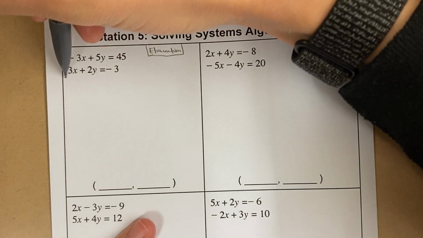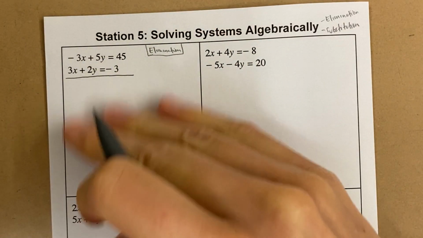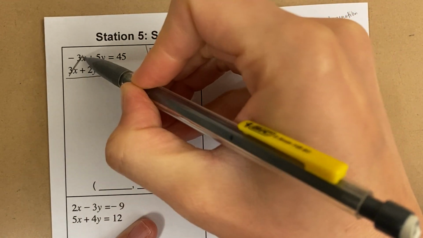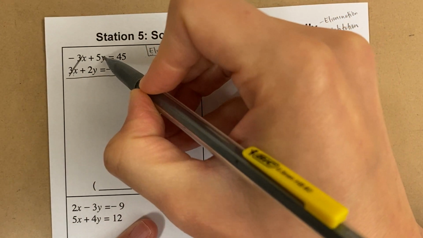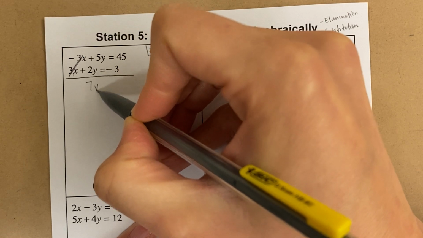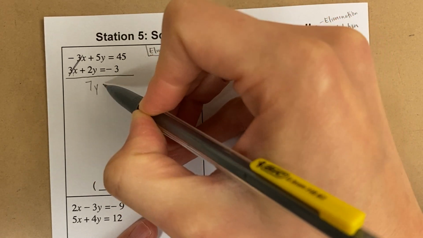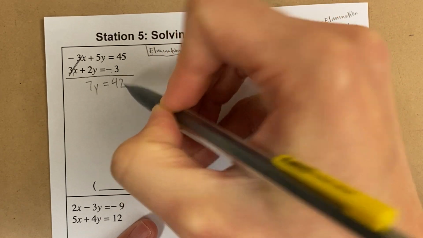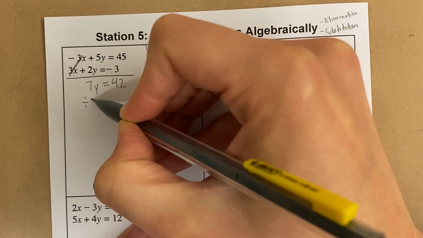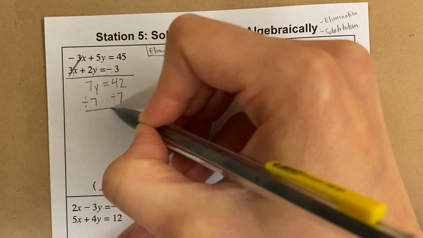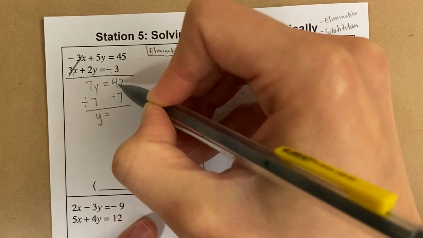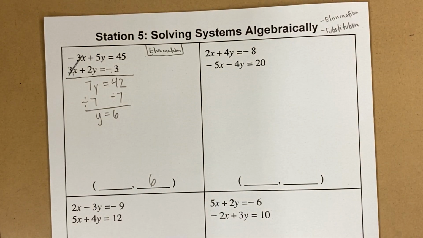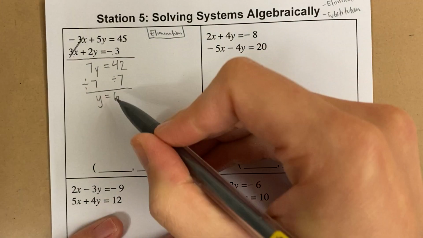So I know that when I add these two equations, this is gonna cancel, right? I'm adding negative 3 plus 3, that's 0. 5 plus 2, that's 7. 45 minus 3, right? Now I'm adding, but it's negative 3, so that's 42. And I am well on my way to already having the value of one of my variables. I'm dividing by 7 on both sides to get y by itself, and I already see that y is 6. Okay, now I still need to find x.